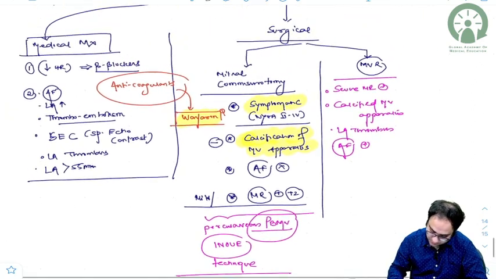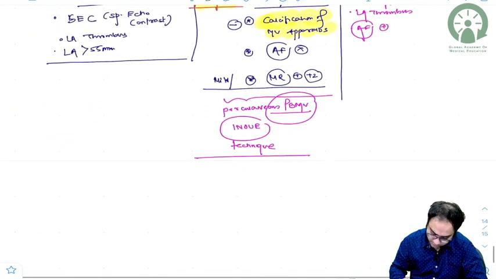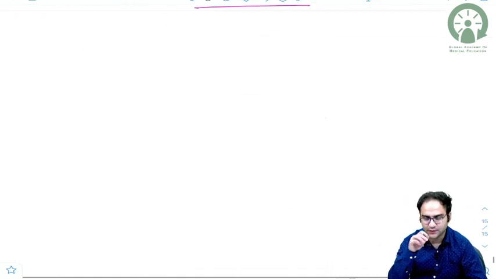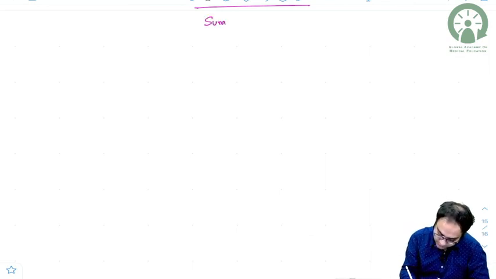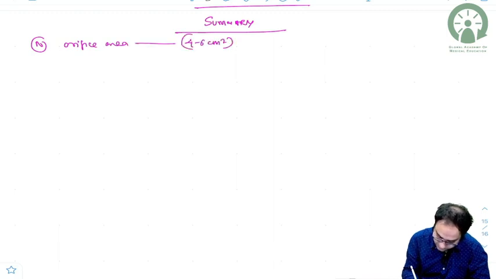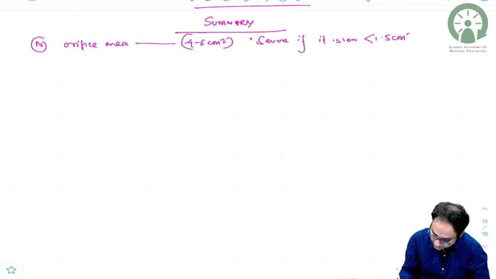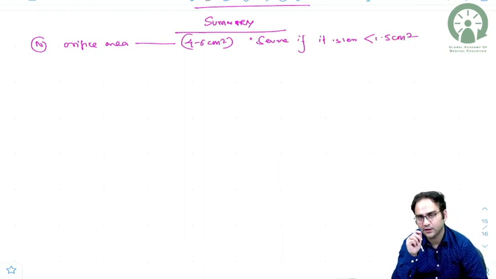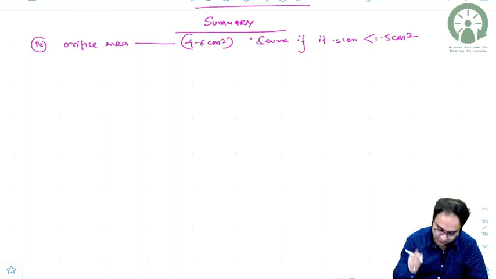So, this brings us to the end of the module of mitral stenosis. Let's just summarize the important points that we have to remember from mitral stenosis. So, summary. The normal orifice area is 4 to 6 centimeter square. We call it severe if it is less than 1.5 centimeter square.